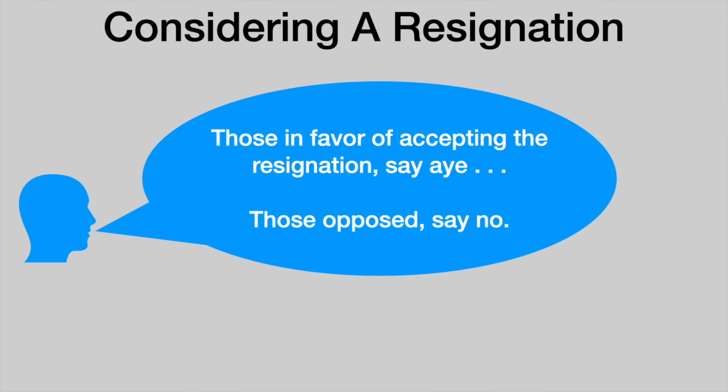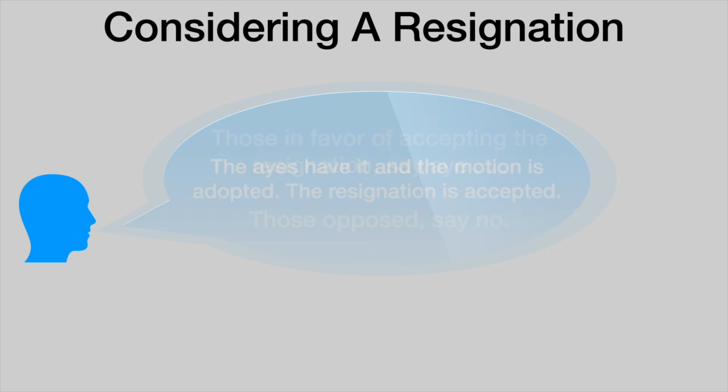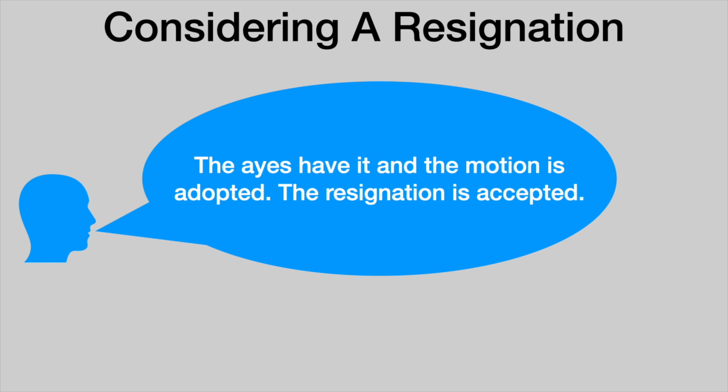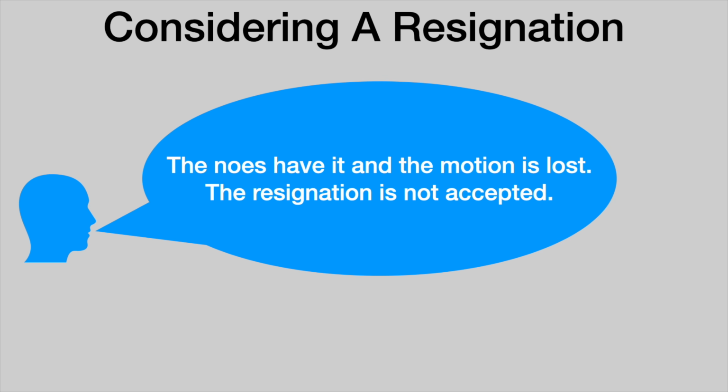Members then have the opportunity to debate the matter, and when there is no further debate, the chair puts the motion to a vote by first repeating the motion and then saying, those in favor of accepting the resignation say aye. Those opposed say no. After the vote, the chair announces the result by saying, the ayes have it and the motion is adopted. The resignation is accepted. Or the noes have it and the motion is lost. The resignation is not accepted. Sometimes the chair skips the actual reading or distribution of the resignation and simply puts its acceptance to a vote.